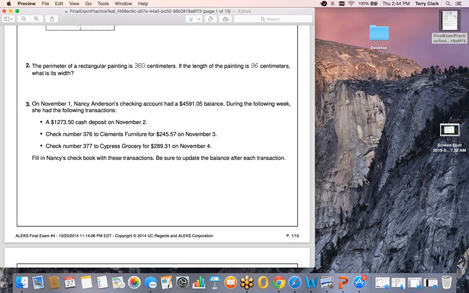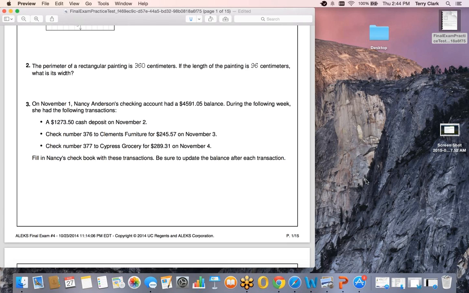Okay, we were provided with the perimeter. They said that was 360 centimeters, so we're going to put that in. And then we were provided with the length of 96, so we're going to put that in. What we weren't provided with was the width, W. The question asked us, what is the width?